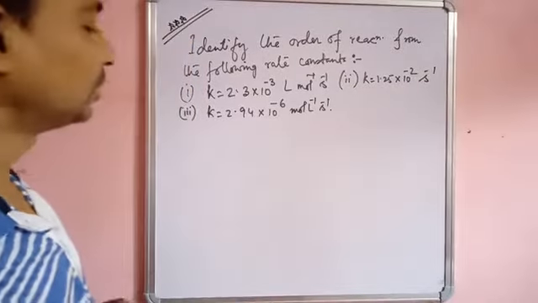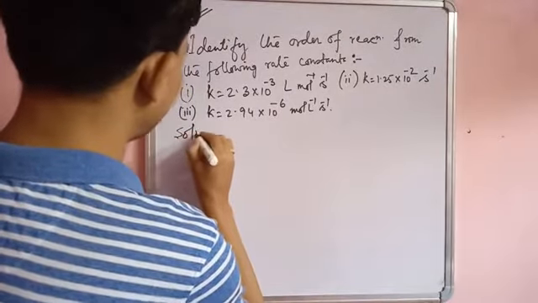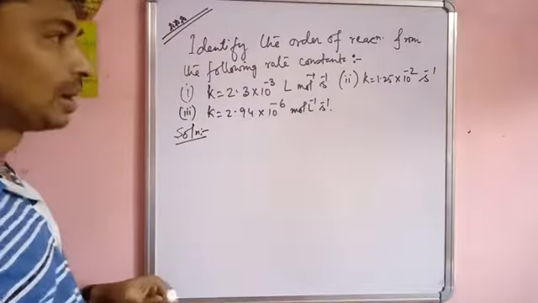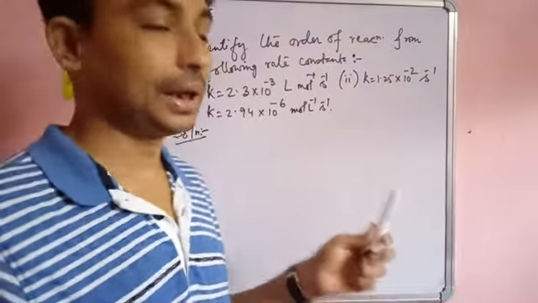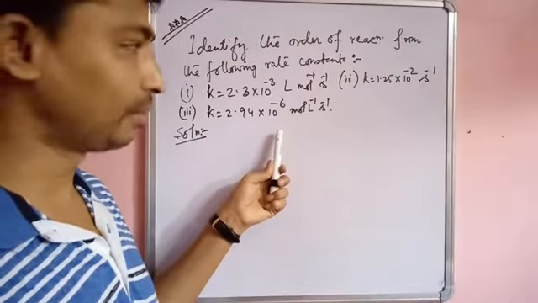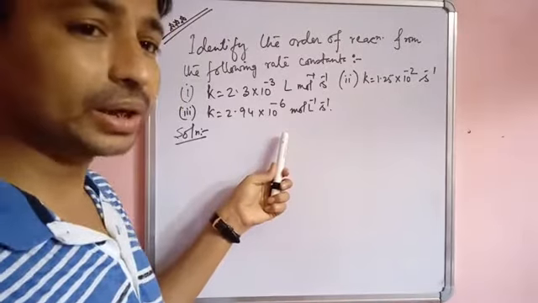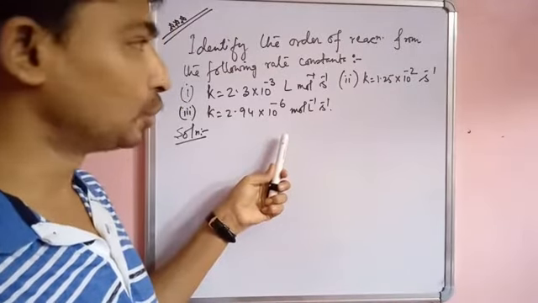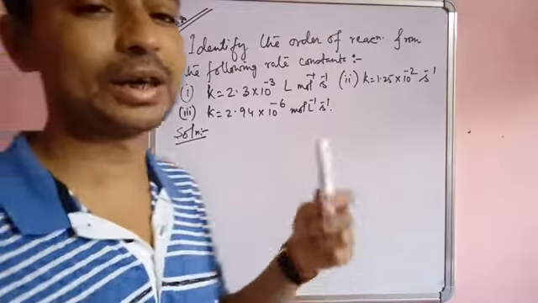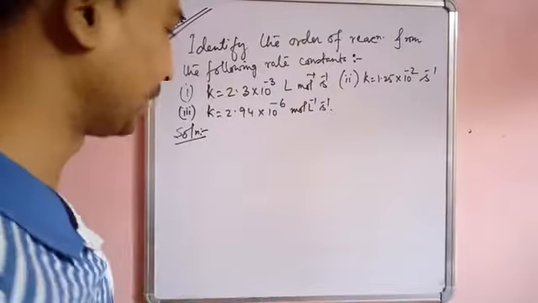Now see the formula for rate constant. How will you solve this? This is a one mark question, so no need to spend so much time finding the order of reaction from the value of so many rate constants. We have to do it as fast as possible, and these types of questions are also important in your entrance exams.